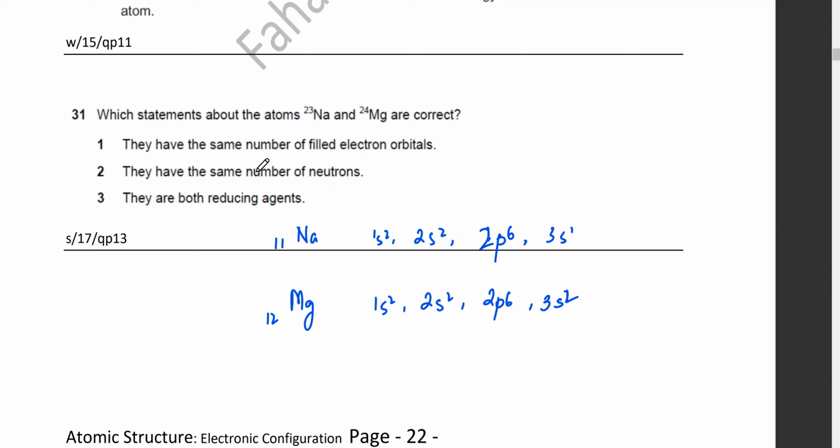Let me read the other ones. They have the same number of neutrons, which is also, I think, kind of true. 23 minus 11 and 24 minus 12. That is correct. They're both reducing agents. Reducing agents are the ones that like to lose electrons.